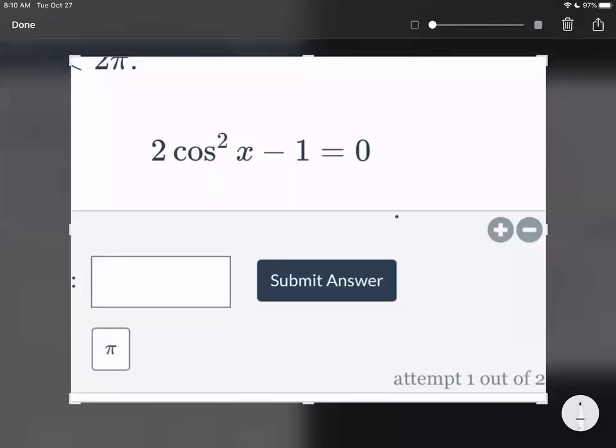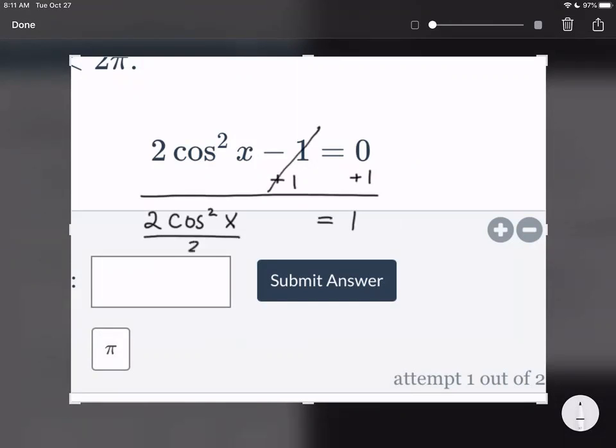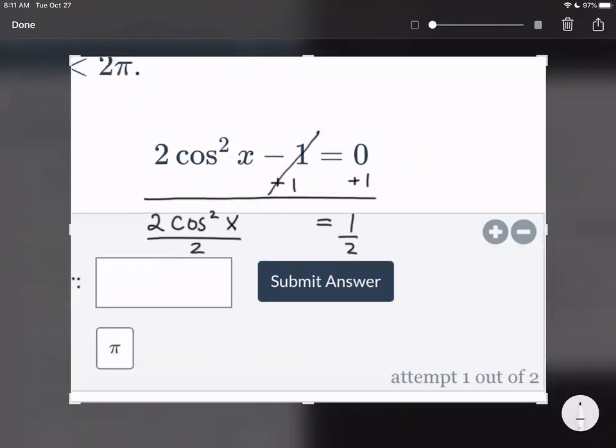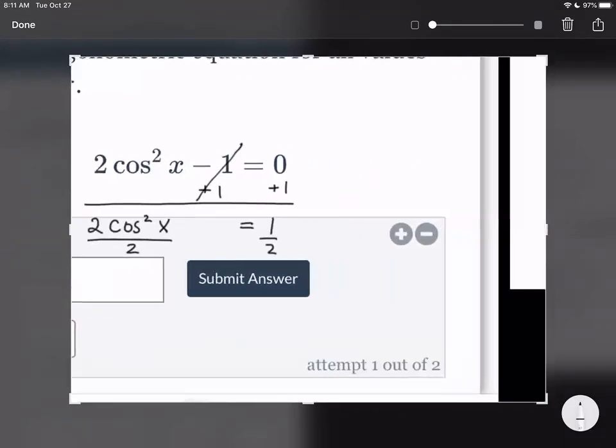So I'm going to start by adding 1 to both sides. We'll get 2 cosine squared x equals, because those cancel out, equals 1. And then we're going to divide both sides by 2 to get the cosine squared by itself. I'm going to write it over here now. The 2's cancel out. We will be left with cosine squared x equals 1/2.